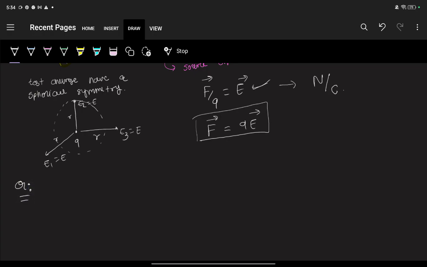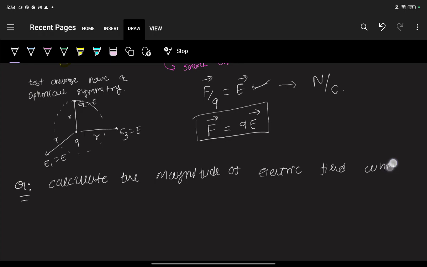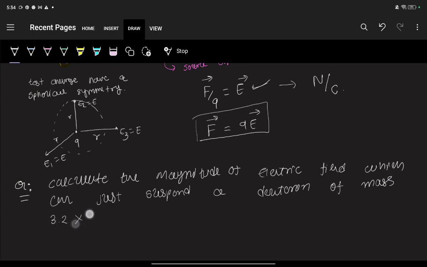Before going further, calculate the magnitude of electric field which can just suspend a deuteron of mass 3.2 into 10 raised to minus 27 kilogram in air.